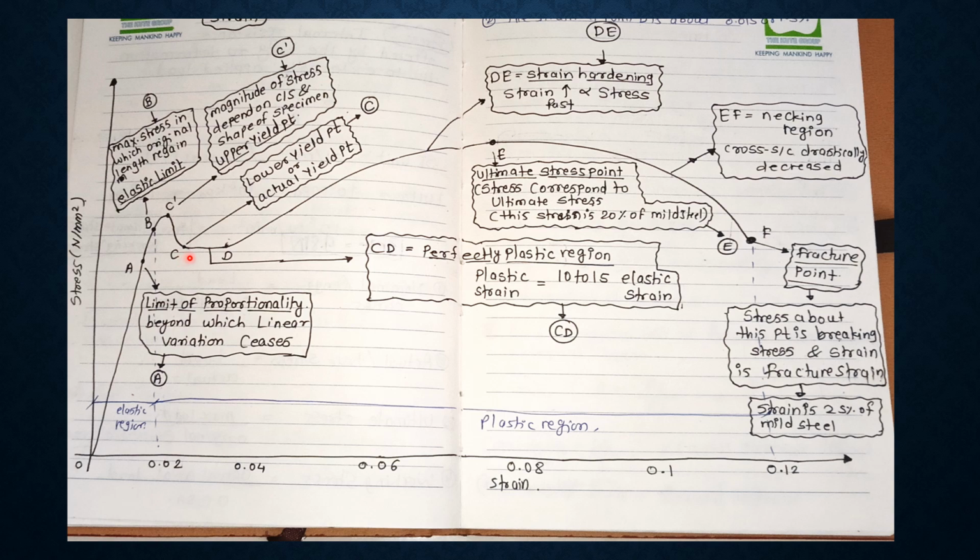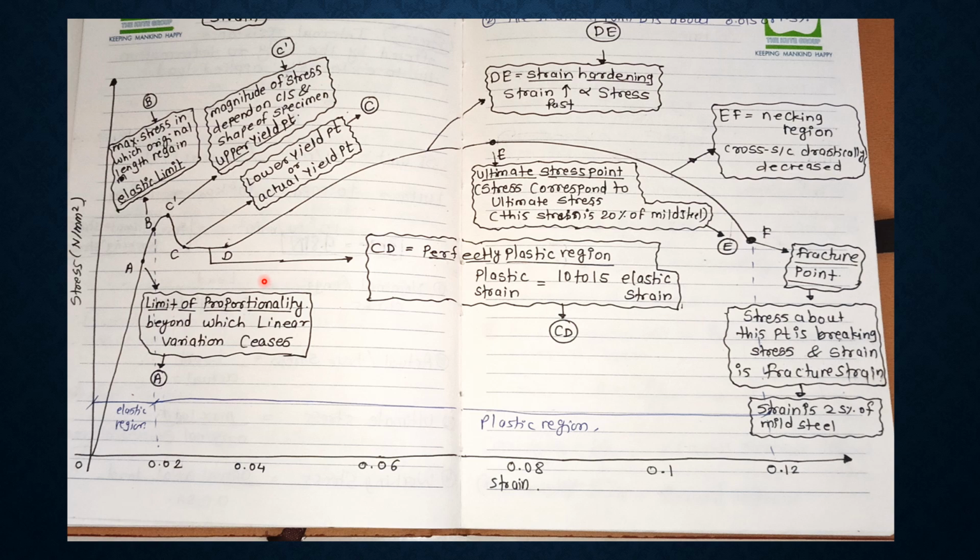The region between C and D is the perfectly plastic region. In that region, stress is constant while strain is increasing. Plastic strain here is 10 to 15 times the elastic strain.